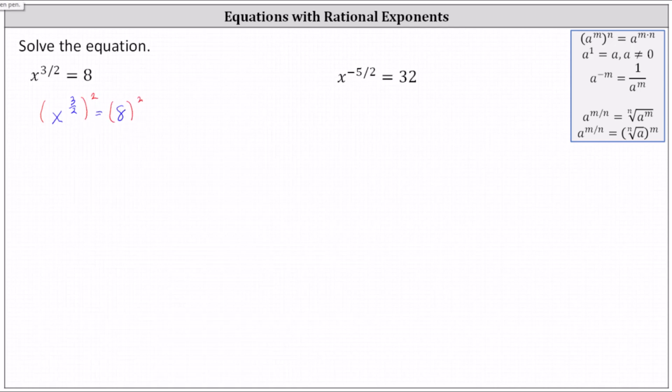Again, on the left, because we have powers raised to powers, we multiply the exponents, and 3/2 times 2 is equal to 3. We now have x cubed equals 8 squared. And at this point, if x was raised to an even power, we would have a positive and negative solution, but in this case we have x raised to an odd power, and therefore we will only have one solution.